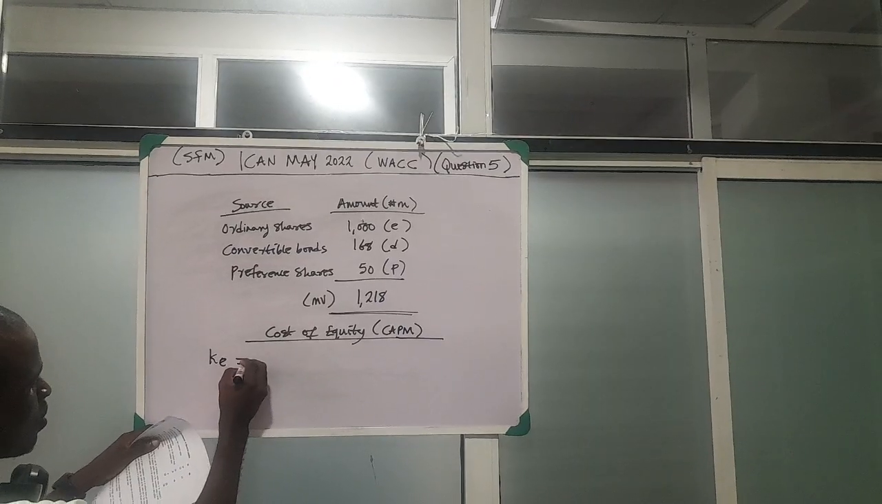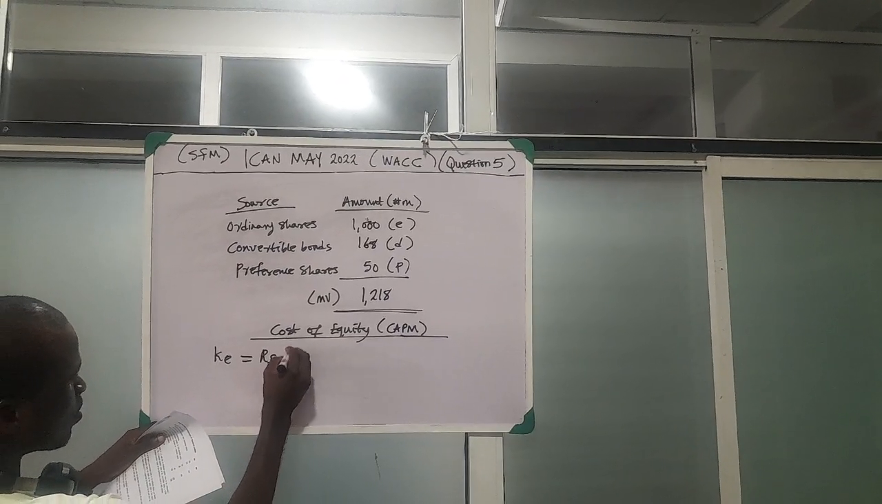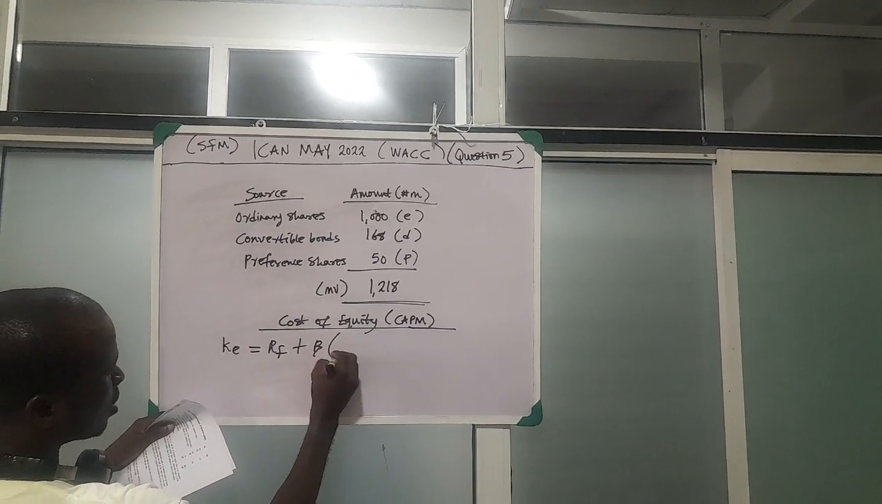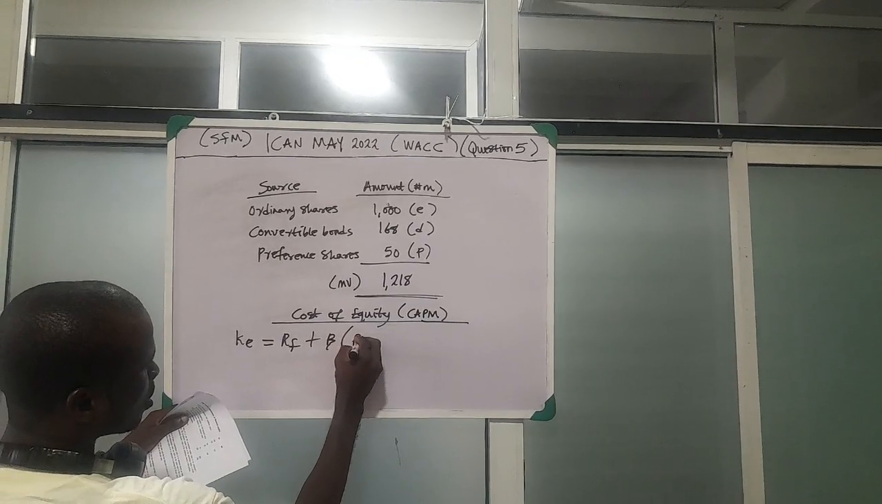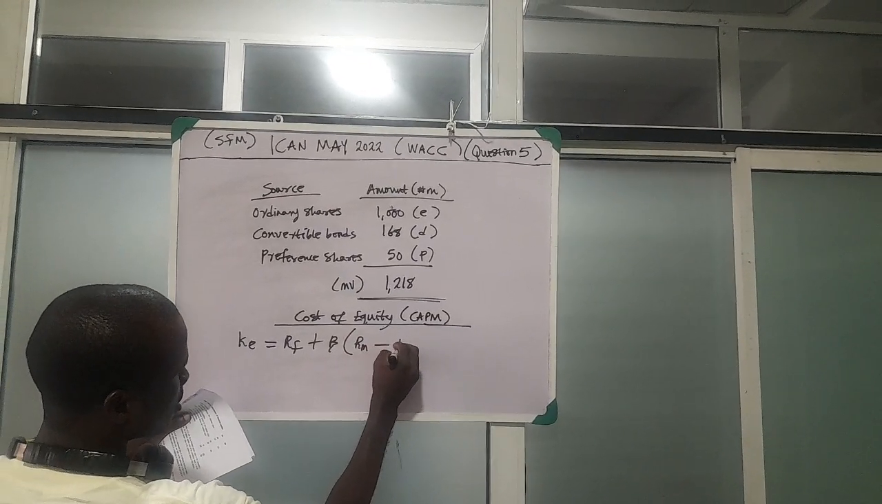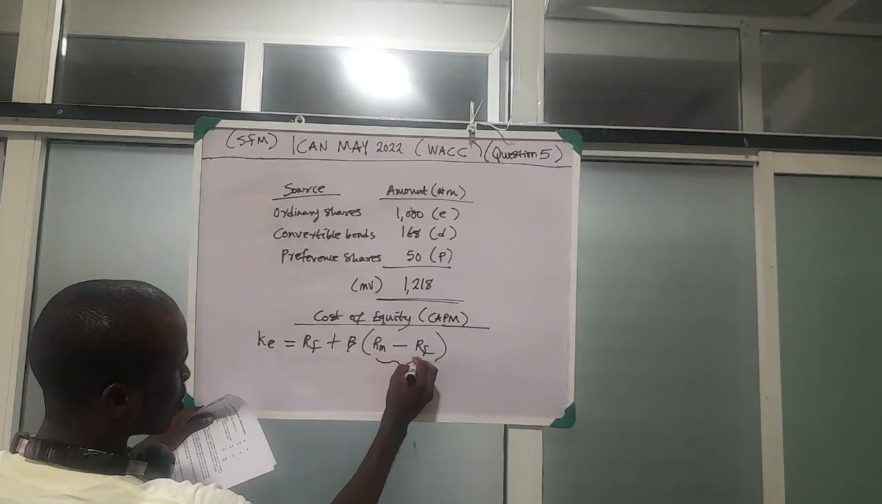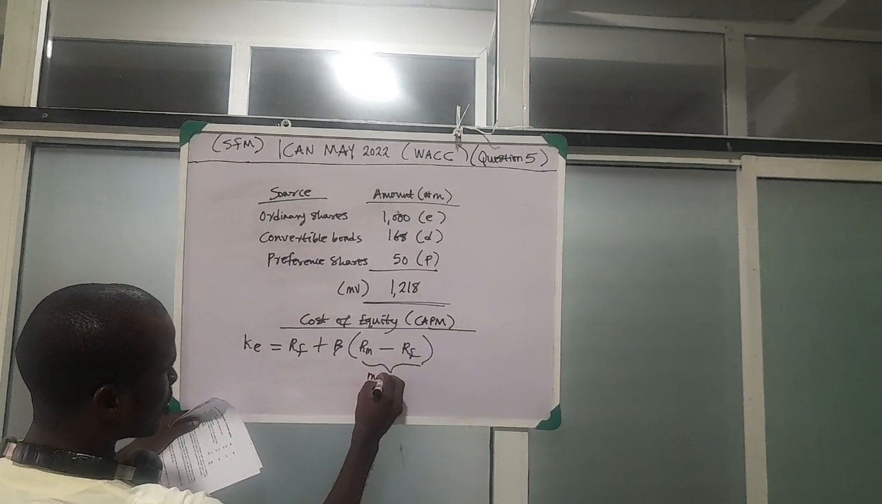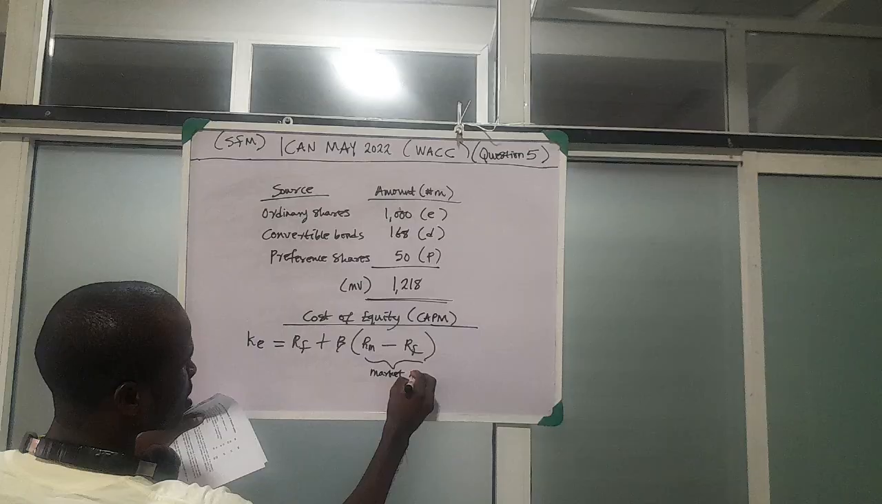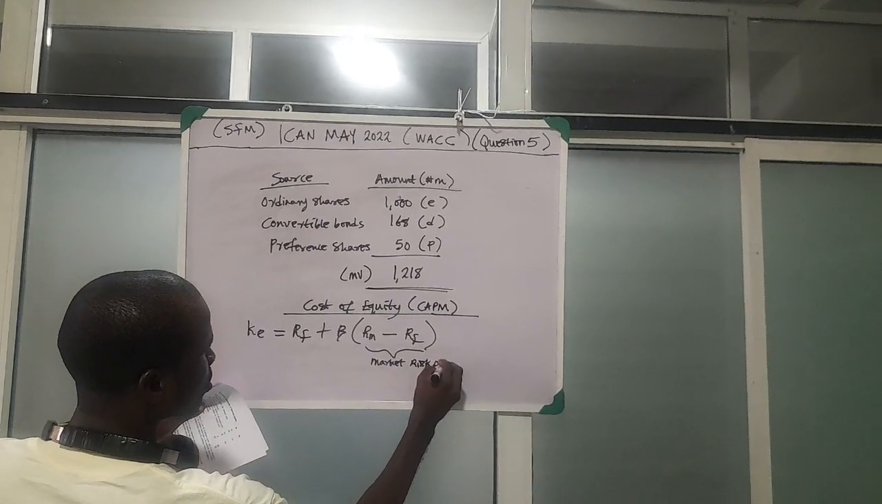The cost of equity here is the risk-free rate plus the beta times the market return less the risk-free rate. And the market return less the risk-free rate gives us what we call the market risk premium.